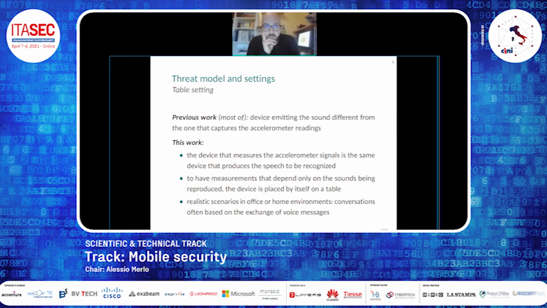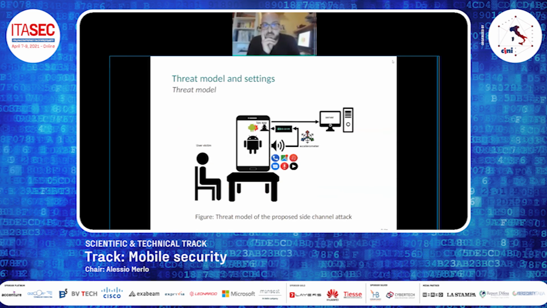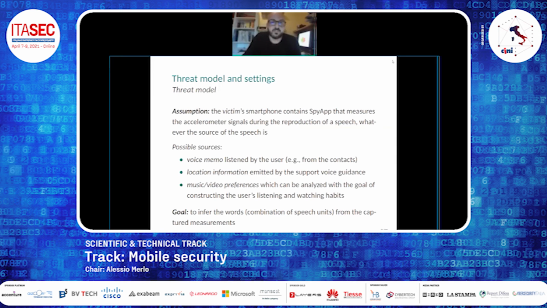So this figure shows the threat model. We assume that the victim's smartphone contains a spy app that measures the accelerometer signals during the reproduction of a speech, whatever the source of the speech is. And so at this point, the main goal of this work is how to infer the words, intended as combinations of speech units, from the captured measurements.